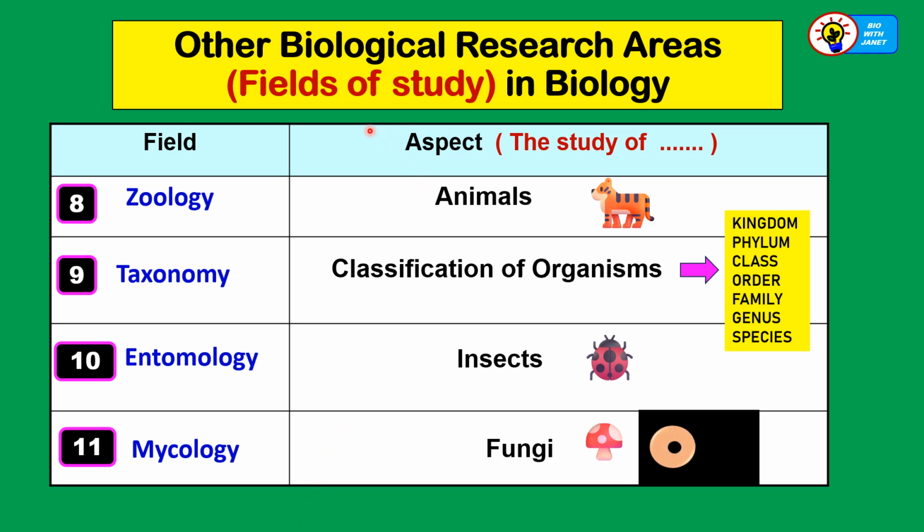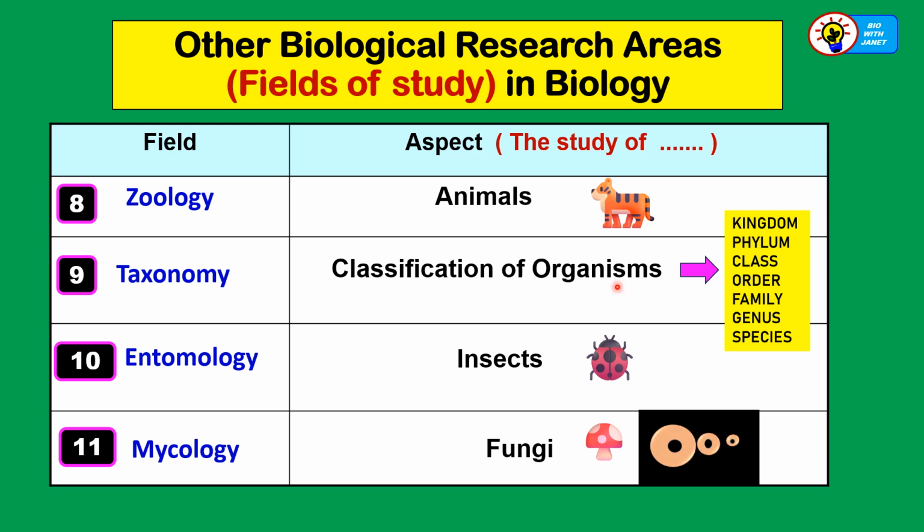Here are other fields of study in biology which are not mentioned in the textbook, but just for extra information. Zoology is the study of all types of animals, such as tigers, lions, deers, sheep, and so forth. Taxonomy is the study of the classification of organisms.